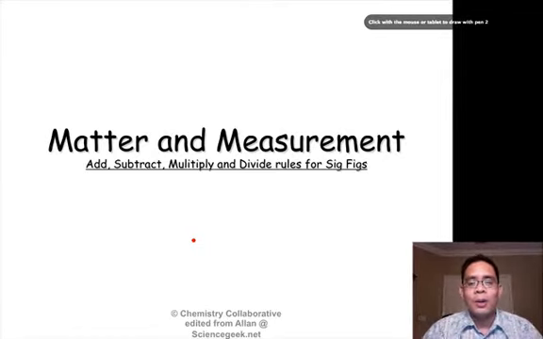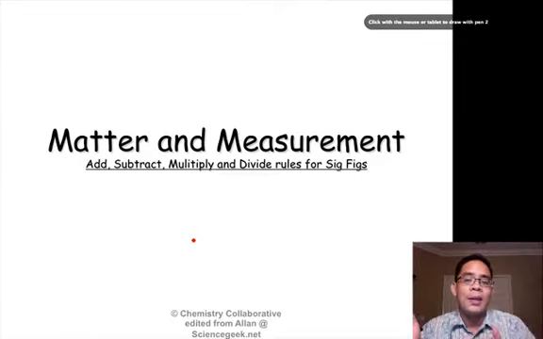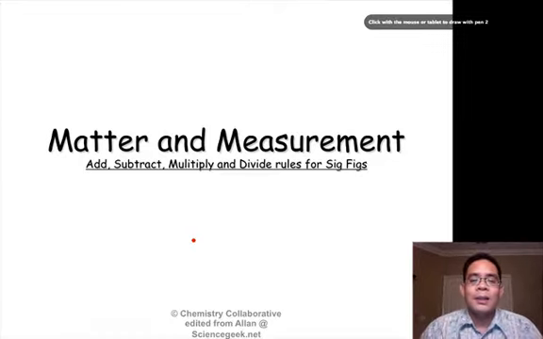And for the most part, as a general rule, do not round until the end. Look at all your original numbers that you're using and then apply the sig fig rules at the end. We'll get to that in more practice when we actually deal with problems in class. So here are the basics for the rules.